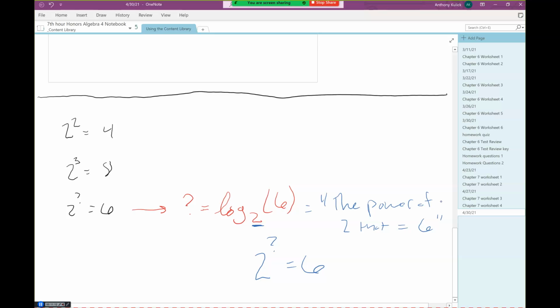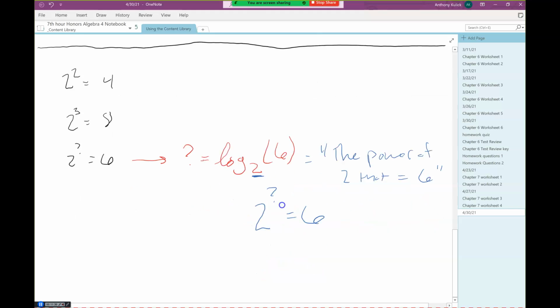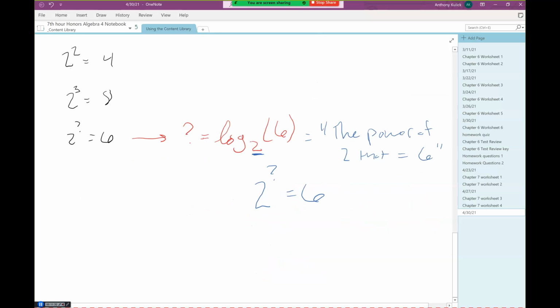Everybody okay with that? So this is just a name, right? Like the square root of 2 is the name for a number, the square root of 3 is the name for a number, or pi is the name for a number. Log base 2 of 6. It's just a name for a number. Specifically, it's describing the exponent of 2, the power of 2, that equals 6. Are you okay with that idea?